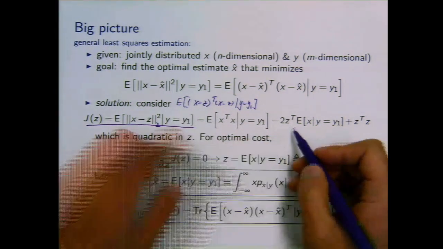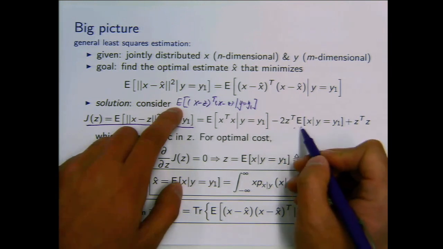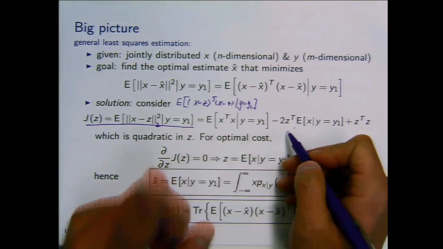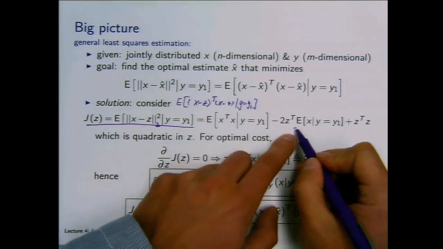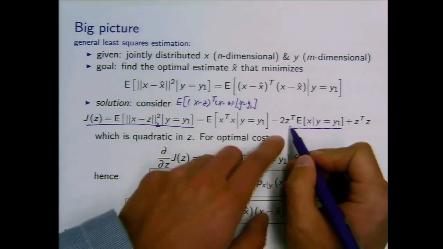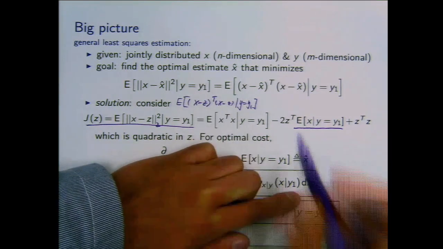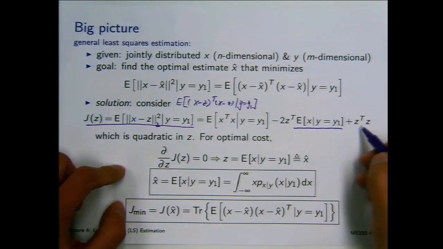Be careful here, I can take the expectation sign to be here instead of here, because z is not random. Z is the thing we can choose. Alright? X is random, so the expectation is on x instead of on z here. The last term is going to be z transpose times z. Z is deterministic, so its expectation is itself.